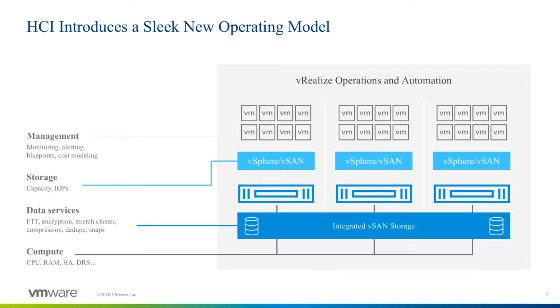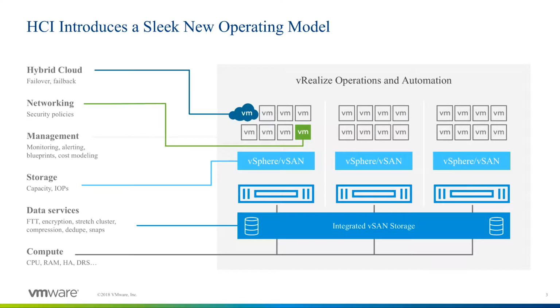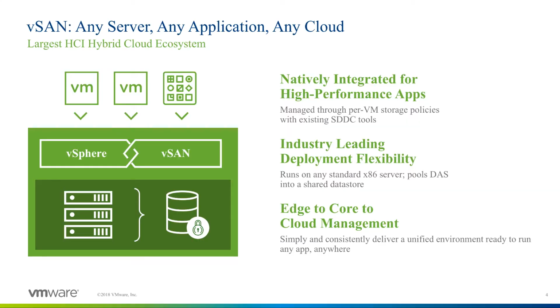You can also add vRealize operations and automation for advanced central management of the solution if needed. Then, you can also incorporate network and DR services using VMware NSX and SRM solutions respectively if needed. All the way out to the cloud. So vSAN fits into VMware's overall corporate strategy, any server, any application, any cloud, and it has some main features that we're going to talk about now.